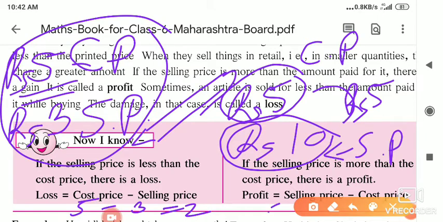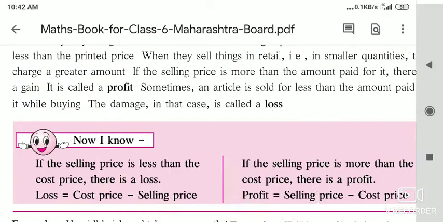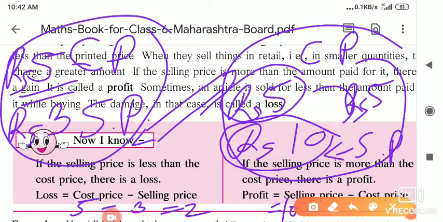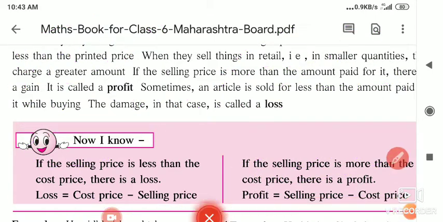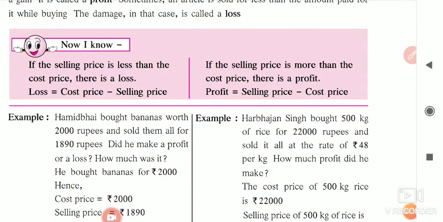And same for this one: in this transaction, 10 rupees is the SP, and if the CP is 5 rupees, then 10 minus 5 is equal to 5, so I have a profit of 5 rupees in this transaction. So in this way we have to understand the examples, by understanding whether there is profit or loss, then use the particular formula, and then solve the example. Actually it is very easy.